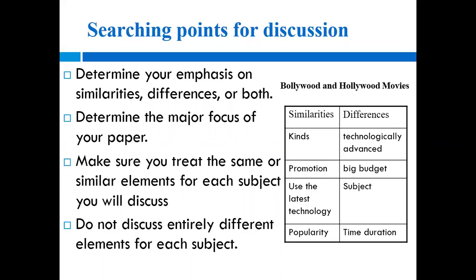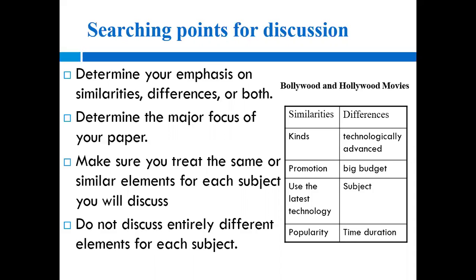Okay, so when you are sitting to write a compare and contrast essay, the first thing you need to do is to collect your points. So determine your emphasis on similarities and differences both. For example, as you can see in the chart, when we are comparing Bollywood and Hollywood movies, we will first talk about the kinds, the genre, what kind of movies Hollywood makes, whether these are science fiction and action movies or horror movies or what more.